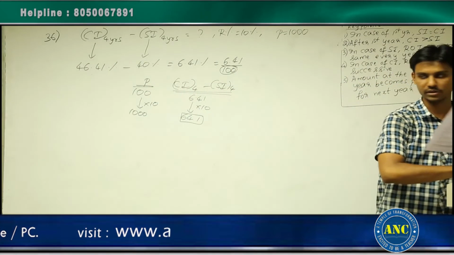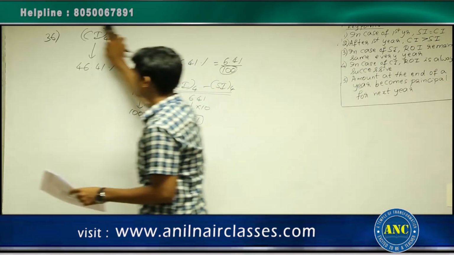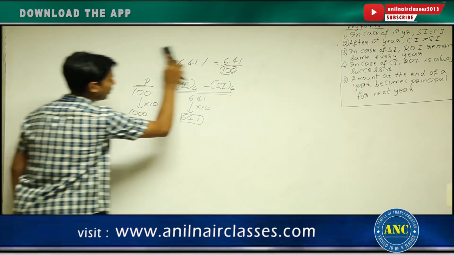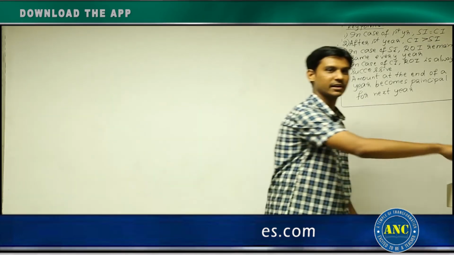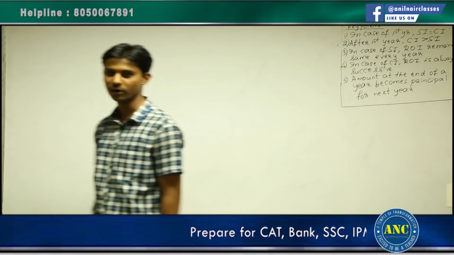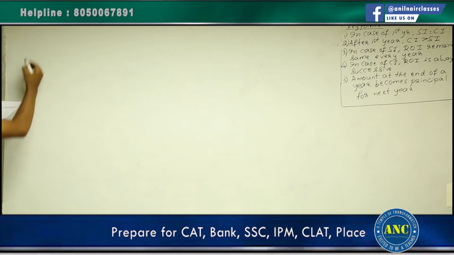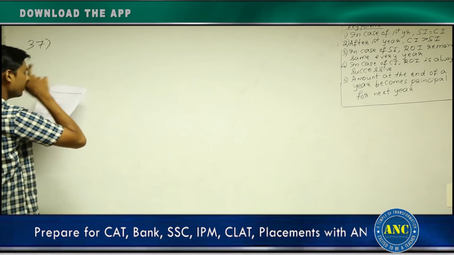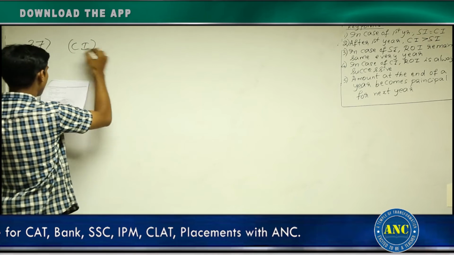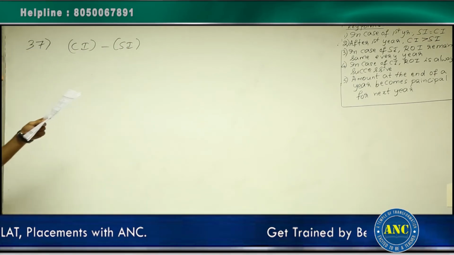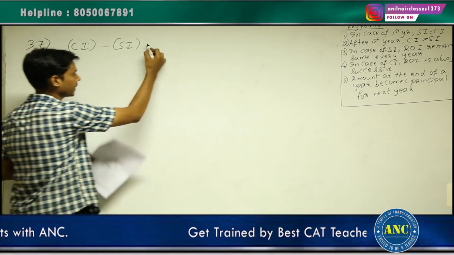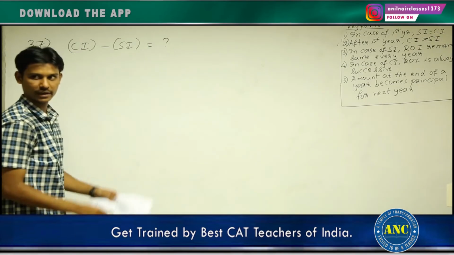37th. Good question. Please see here. All the 3 questions we did till now are compounded annually. It can be compounded semi-annually, it can be compounded quarterly, whatever it is. That is your 37th question. The difference between compound interest and simple interest on 1200 for 1 year at 10% per annum is how much? That is what they are asking.